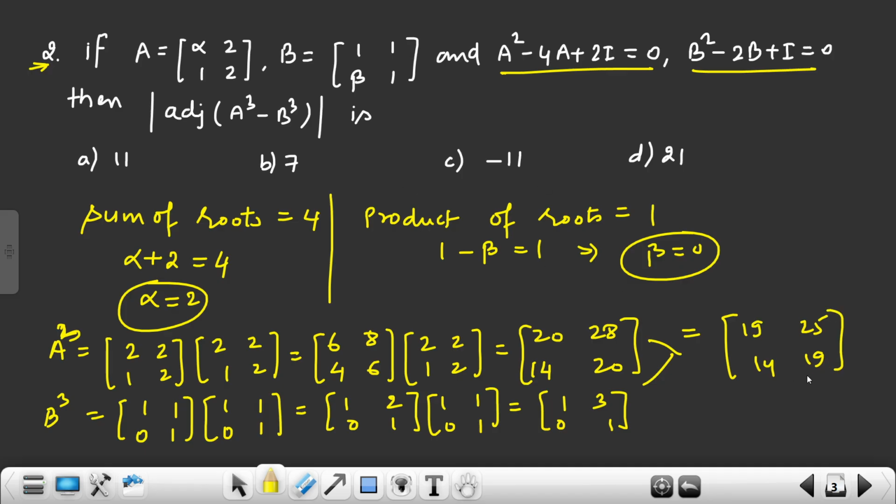Now they want this adjoint. What is the adjoint of this? Adjoint is their position change and their sign change. So 19, 19, minus 25, minus 14. Right, now they want their determinant. So what is the determinant?